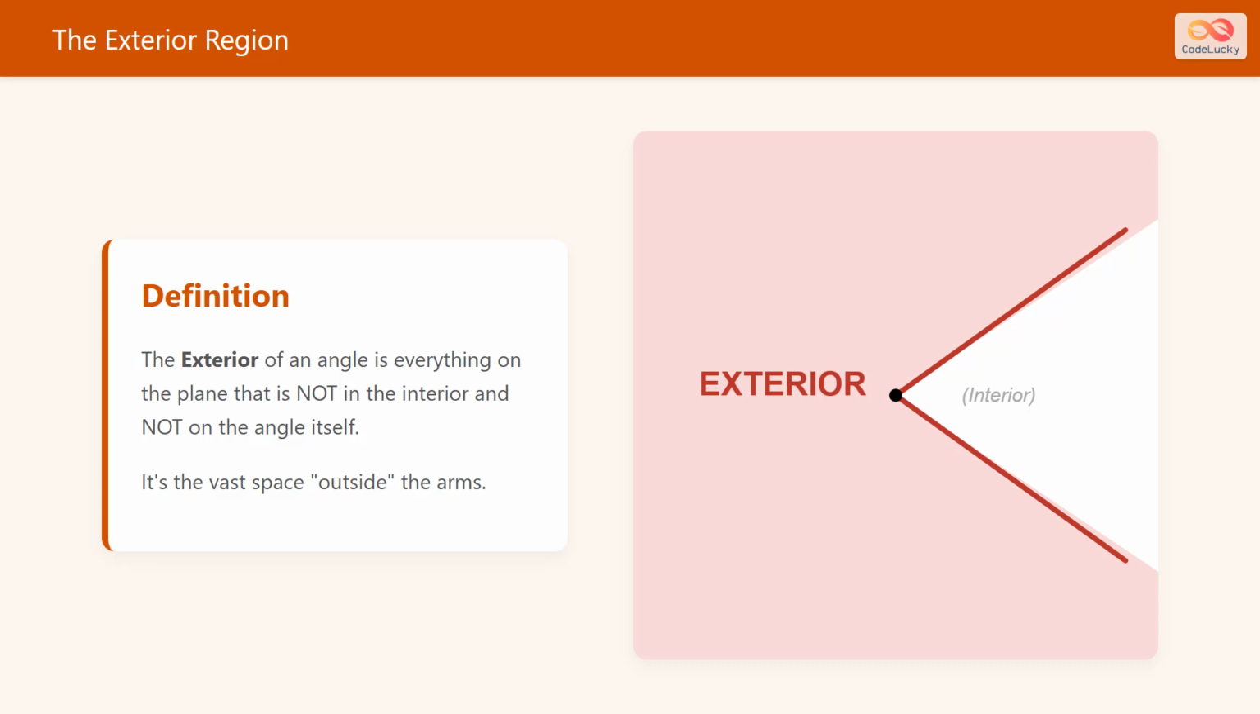Now, let's look at the exterior. The exterior of an angle is everything else on the plane that is not inside the arms and not on the lines themselves. It is the vast space outside the angle. In this visual, the red area represents the exterior.